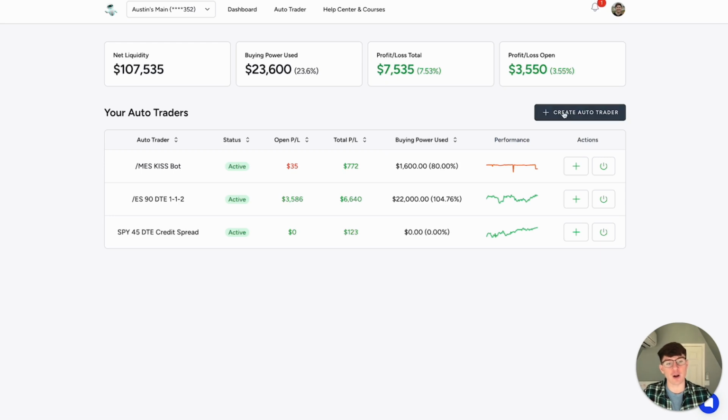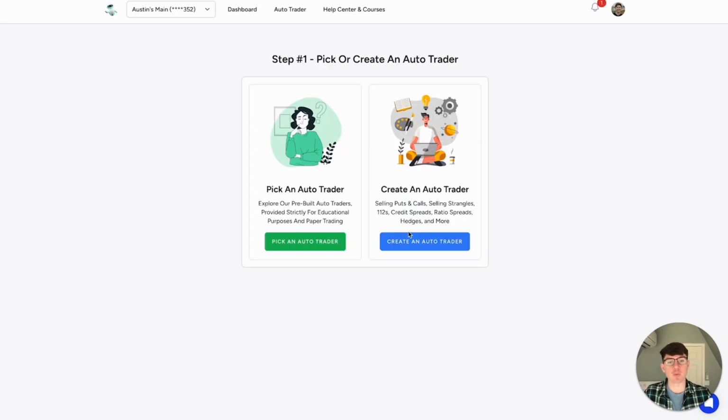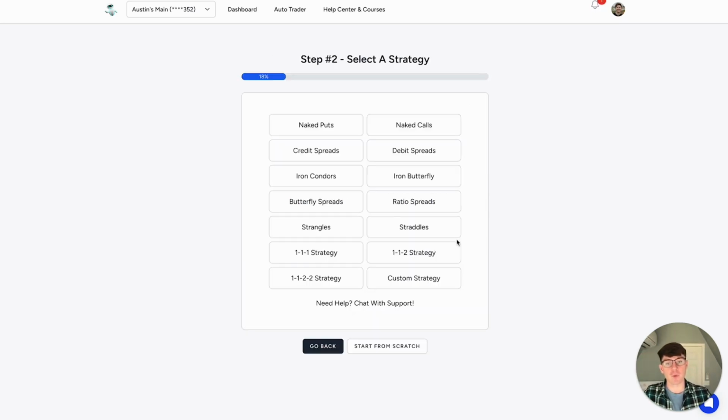Click on Create Auto Trader so you can create your bot. Next, you'll pick this blue one that says Create Auto Trader, because you know all the rules you want to plug into it. Just like this, we're now going to pick these strategies. So again, we're running credit spreads. We're going to click on Credit Spreads.